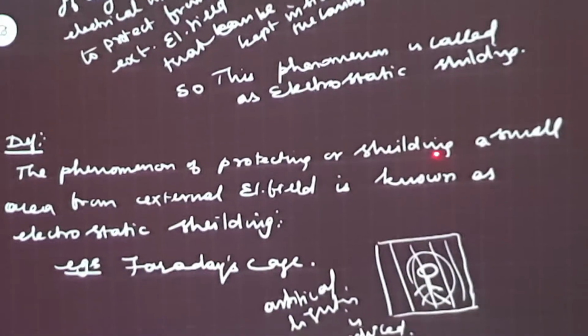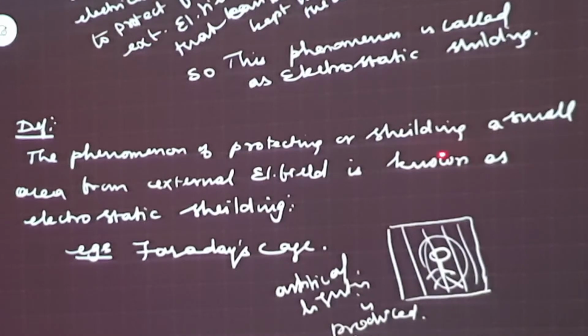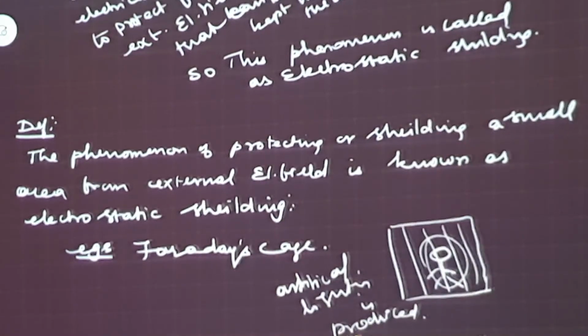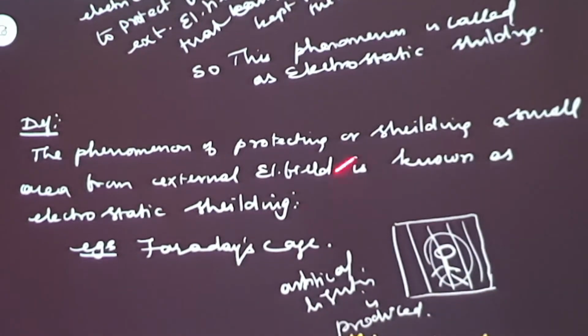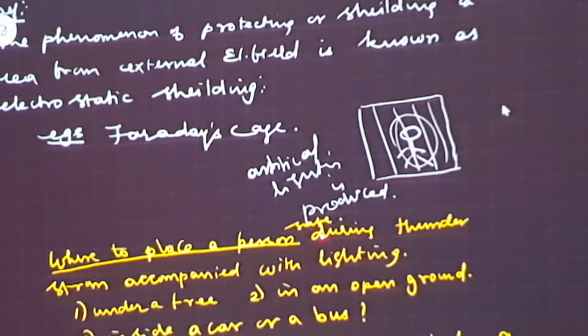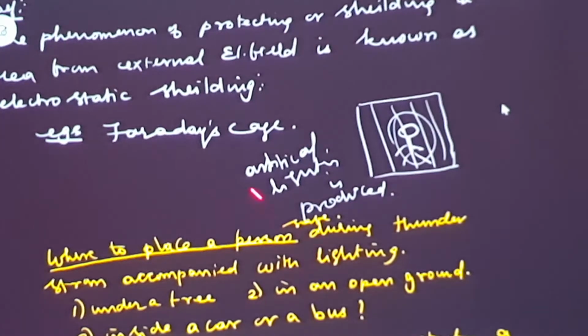So we can define it. The phenomenon of protecting or shielding a small area from the external electric field is known as electrostatic shielding. Two examples are given. One is the Faraday's cage, and another is that in order to safeguard a person, he has to place himself inside a bus or a car.